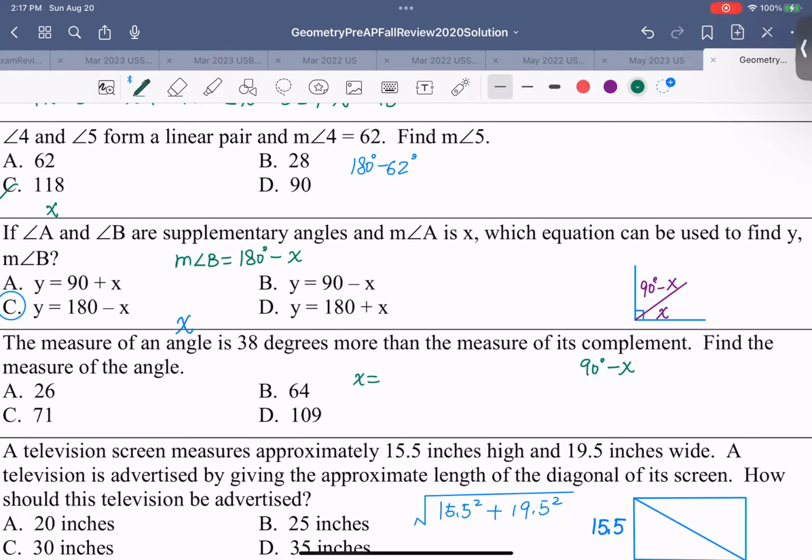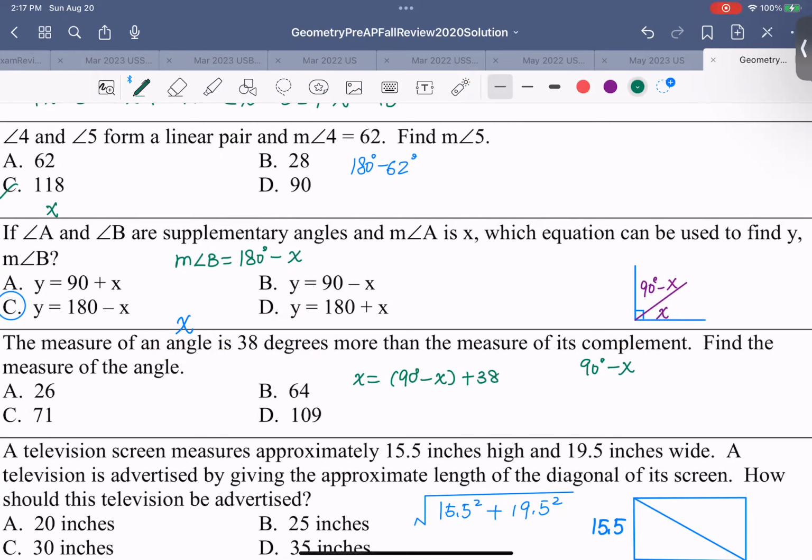x equals 90 minus 38. Hey, hold on. This guy is 38 more than this. This guy is 38 more than this. So you plus the 38. Oh, okay. We do the translation.